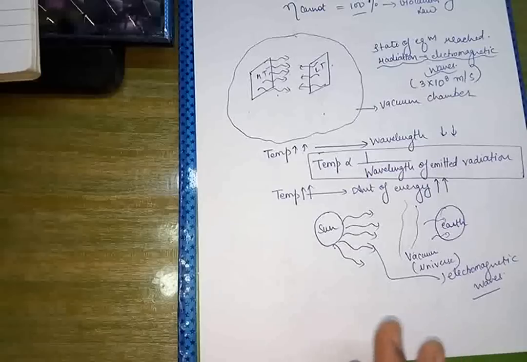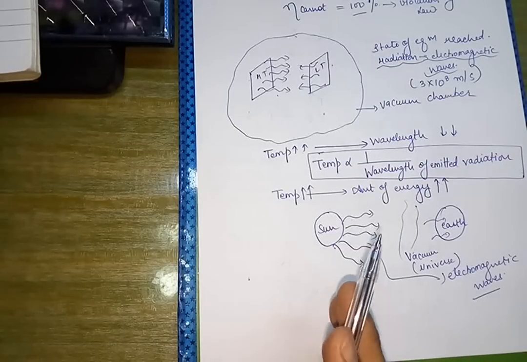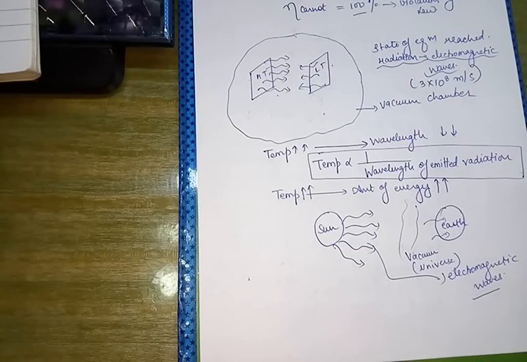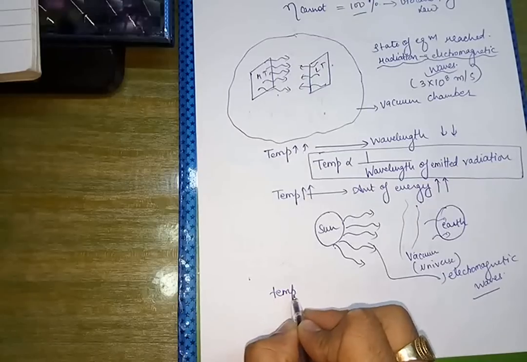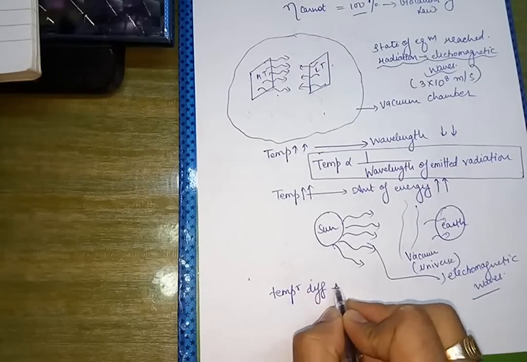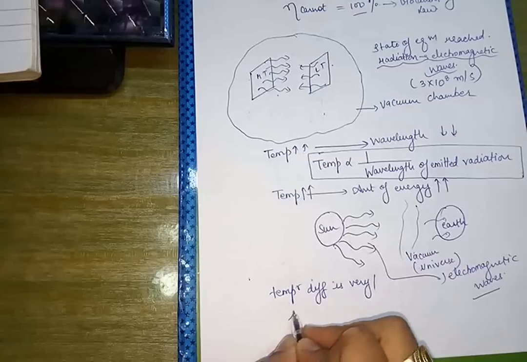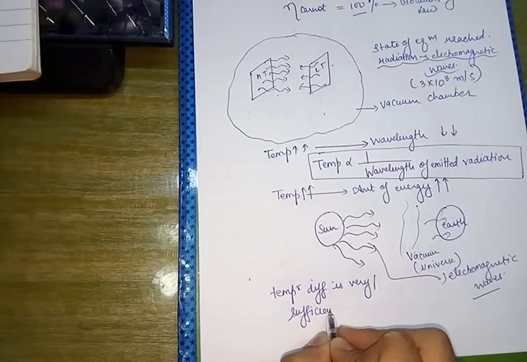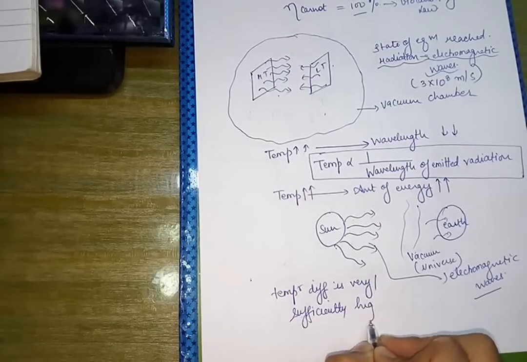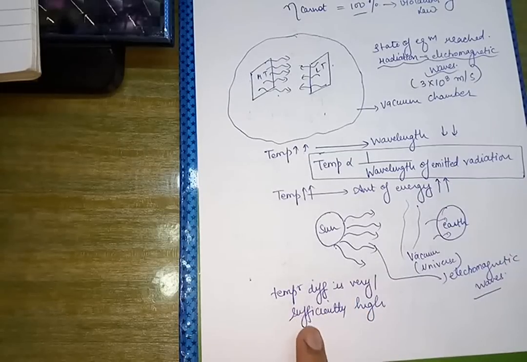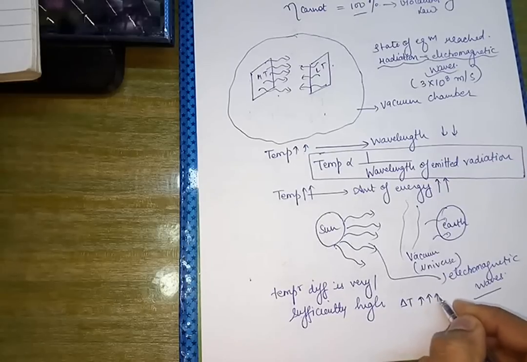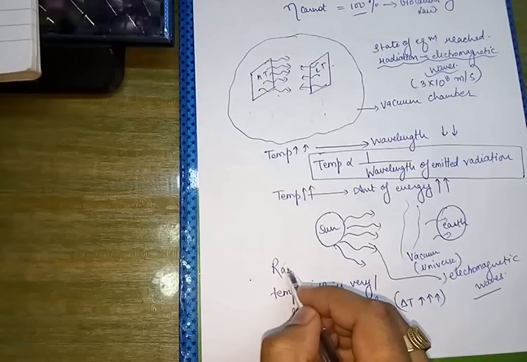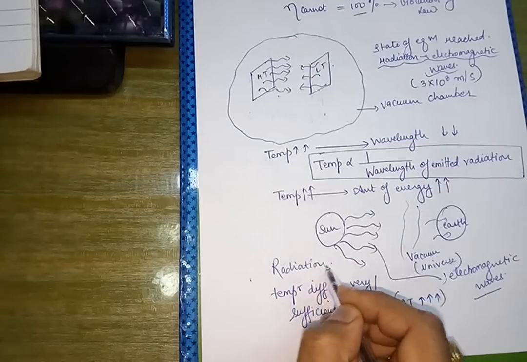So can we say that radiation will take place at all temperatures? No. The answer is no. The reason is radiation occurs only when the temperature difference is sufficiently high. When the temperature difference is very large. That means delta T should be very, very large in order to have radiation as a heat transfer.